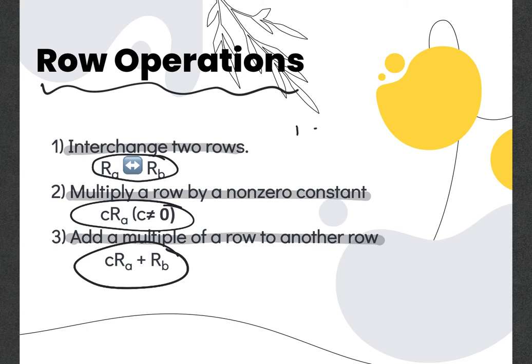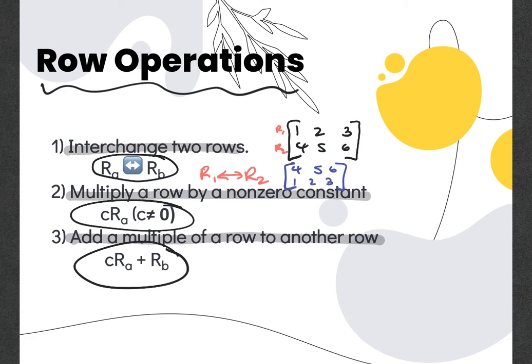So if I had the matrix 1, 2, 3, 4, 5, 6, let's say I just start there, and I wanted to switch row 1 and row 2. This would be my row 1, this would be my row 2. Then it would look like this: R1, double-sided arrow, R2. And the result of that would be 4, 5, 6, 1, 2, 3. So that's the first thing that you could do with a matrix.